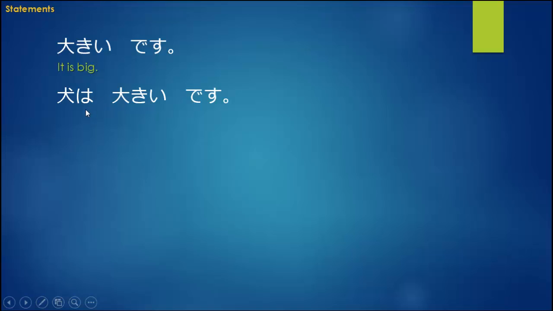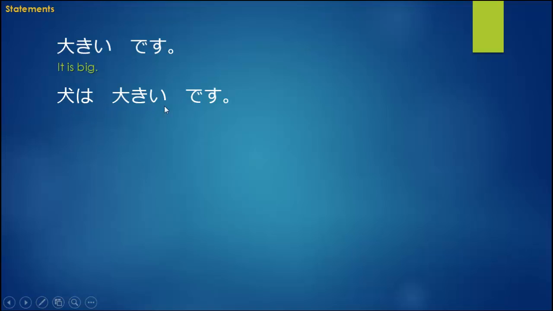Okay, now we're going to look at how we build that sentence. First of all, we start off with just the simplest form, 大きいです. Okay, we have an adjective and a verb. Big. It is big. We could be talking about anything here based on the context of our conversation. Now we're being more specific.